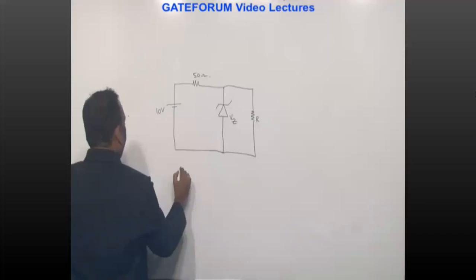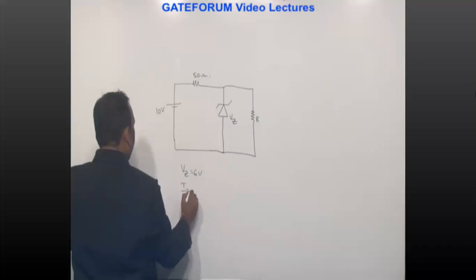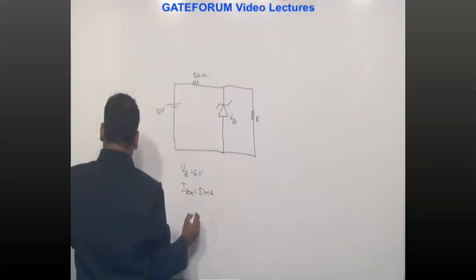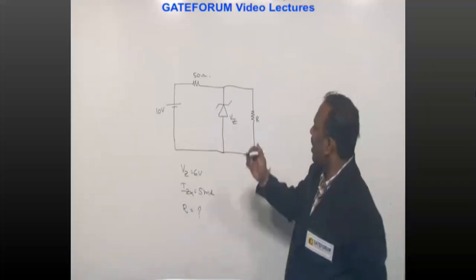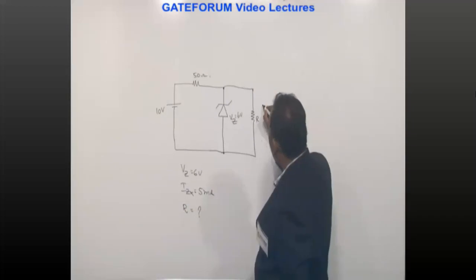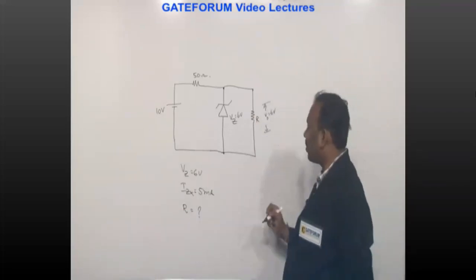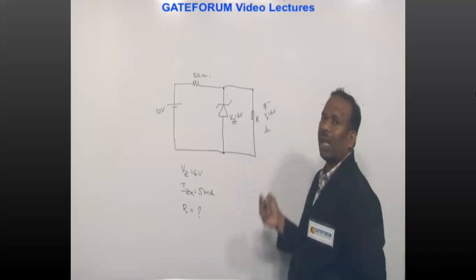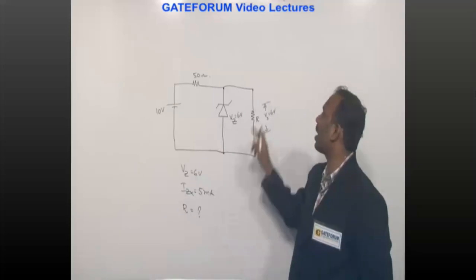Given Vz equals 6 volts, then Izk, Zener knee current is 5 milliamperes. Then he asked to find out what is the R value. Now once again here same thing. Here this is 6 volts. That means voltage across this one also equals 6 volts since it is parallel. So we know the voltage. If I am able to find out the current flowing through this one, then use the formula V equals I into R, therefore R equals V by I. For that purpose we require current flowing through this one.